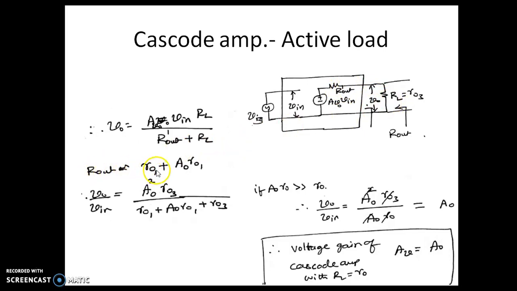Since Rout is R01 plus A0 into R01, as we saw in the previous case also, if you substitute all these things, since A0 into R01 is far greater than R0, the overall gain of this cascode amplifier with R0 as the load happens to be simply A0, where A0 is the intrinsic gain of the CS amplifier. To conclude, the cascode amplifier with active load R0 will have an overall gain of A0.